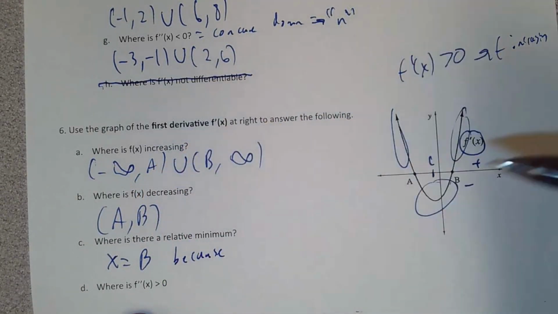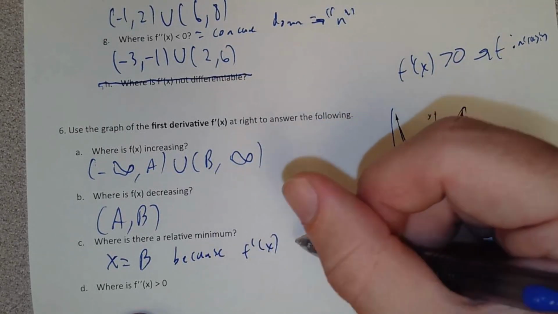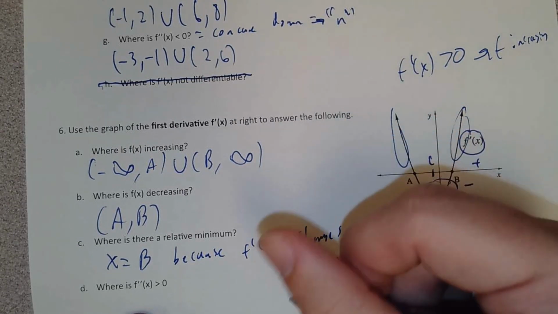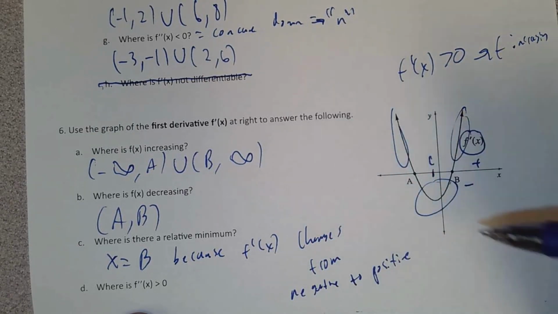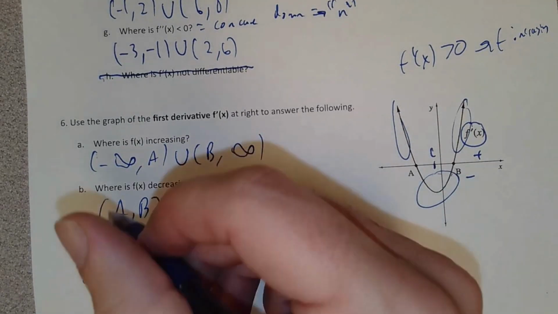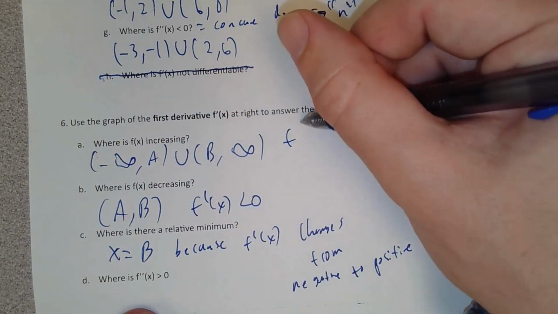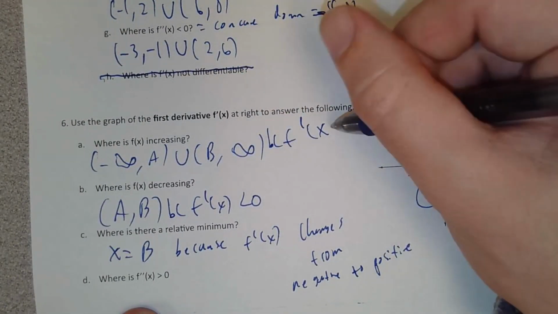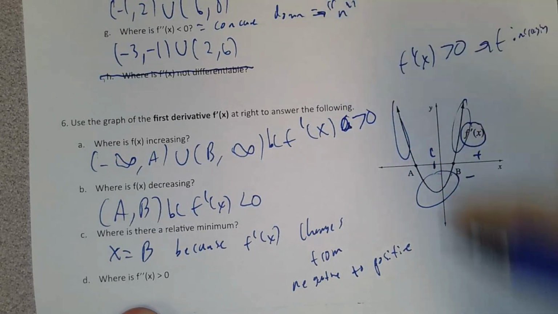Also, I could easily say, justify your answer. So I'm just going to practice that: because the derivative changes from negative to positive. I'm going to do that for all of these because I could absolutely see myself saying prove it. Why? So f of x is decreasing here because the derivative is negative, and f of x is increasing because the derivative is positive.